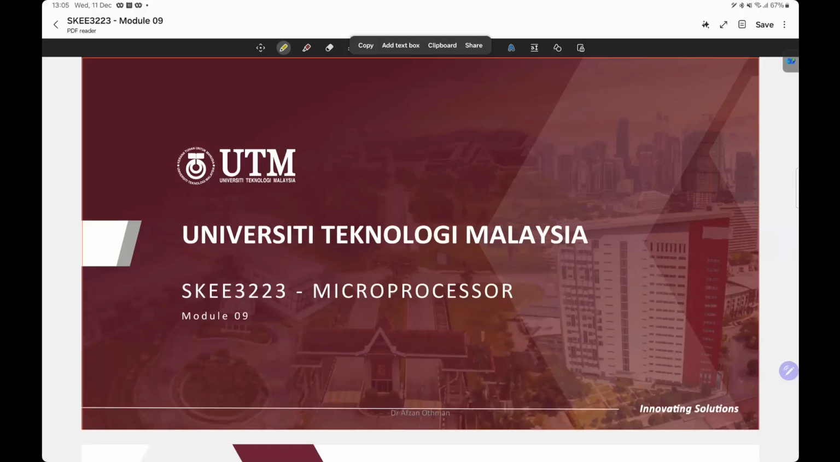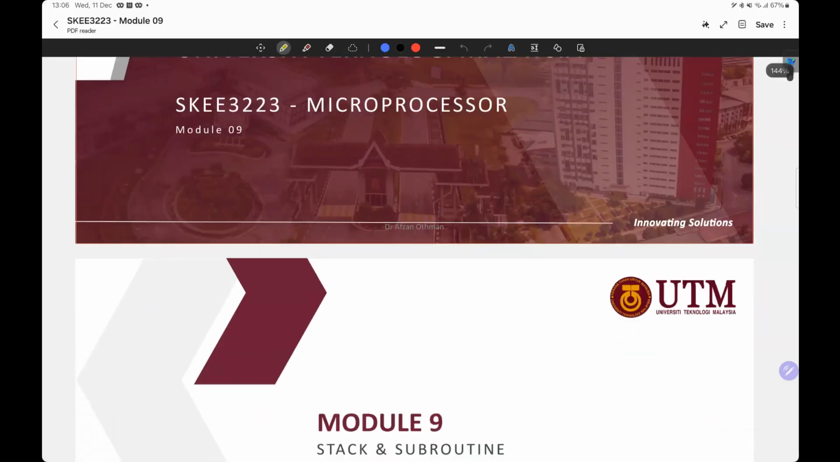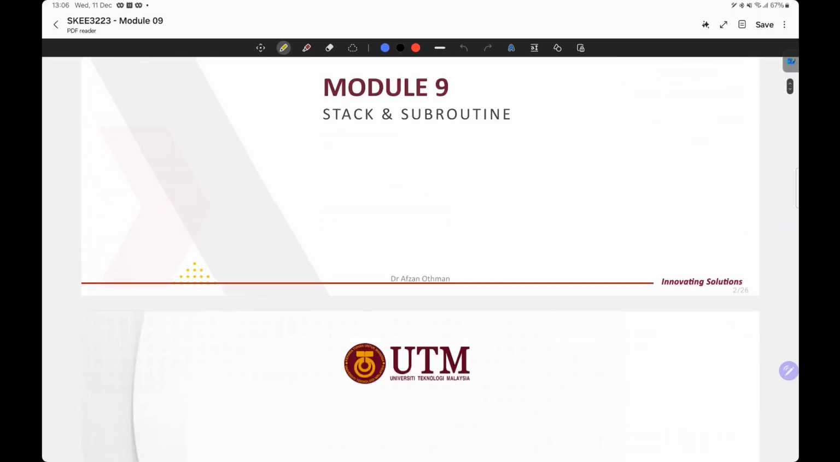Okay, so today we're going to learn a new module, which is module 9. In this module 9, you will learn about stack pointer and subroutines. So without further ado, let's look at the overview of the stack.